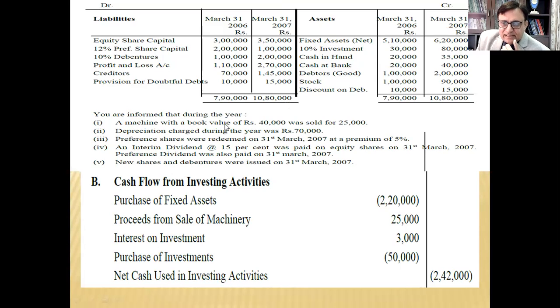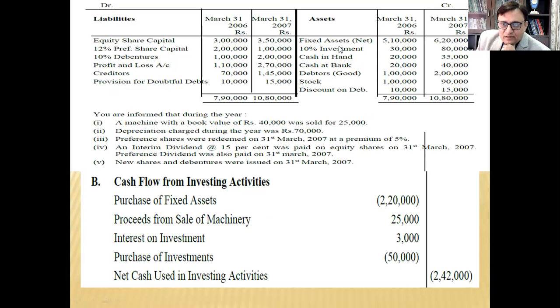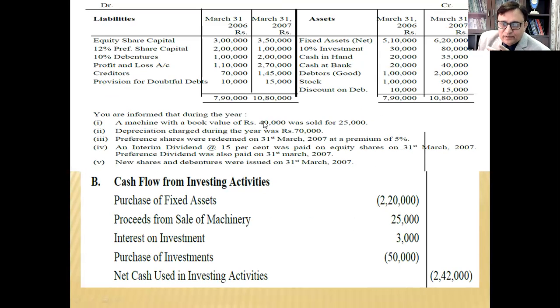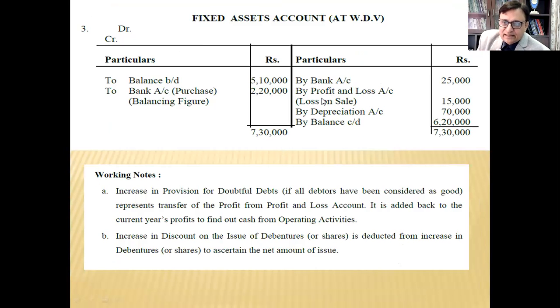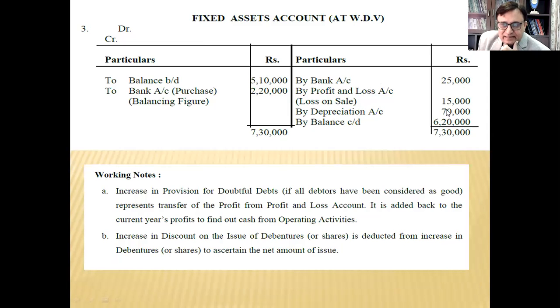Some additional information is also given, and for this purpose we will prepare the fixed asset account. We have opening balance of fixed assets 5,10,000 and closing balance 6,20,000. So this will come into the fixed assets account. A machine with a book value of 40,000 was sold for 25,000. Here a loss is also there. So this will be recorded in the fixed assets account: by bank 25,000, by profit and loss account 15,000. Similarly, we have been given depreciation, which is charged for 70,000. That will also come here on the credit side of the fixed asset account.